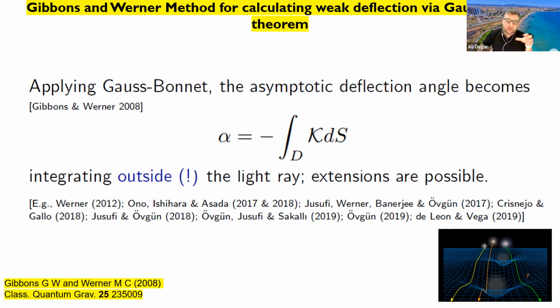So here the topological contribution is essential to focusing, and in this sense gravitational lensing can be understood as a topological effect. So this is a very important contribution to this method. We also wrote some papers on it.